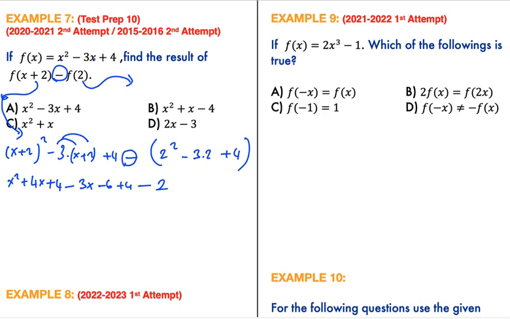Now let's combine like terms. We have only 1x squared. We have 4x minus 3x, which makes x. Let's add the numbers. 4 plus 4 is 8. Negative 6, negative 2 is negative 8, and they cancel each other. We are left with x squared plus x.